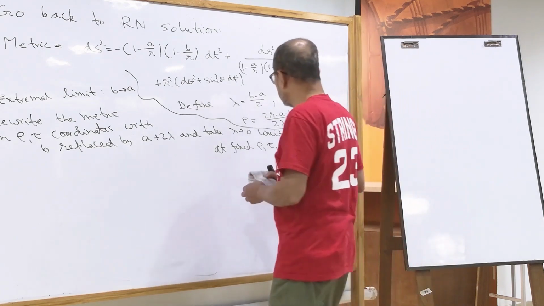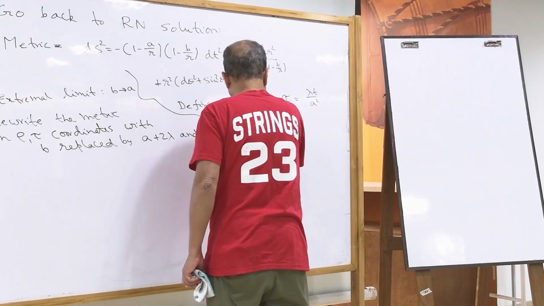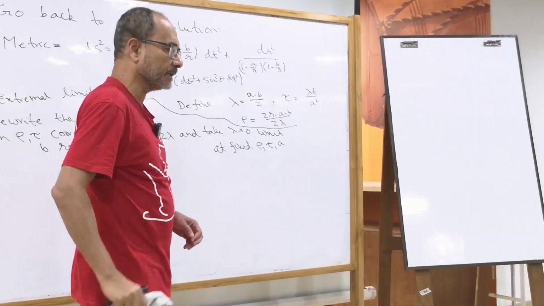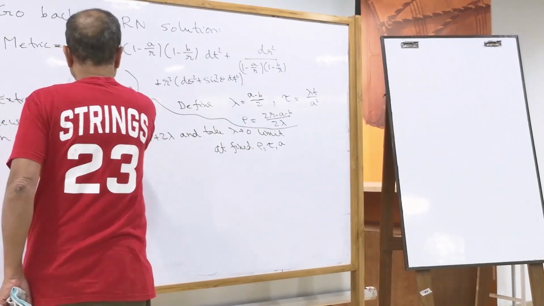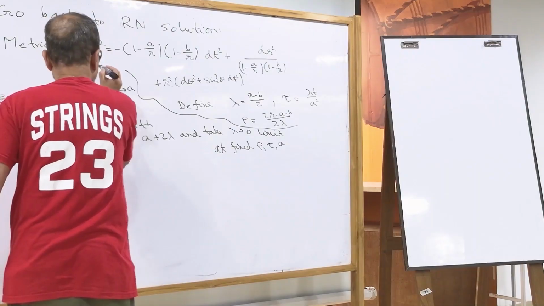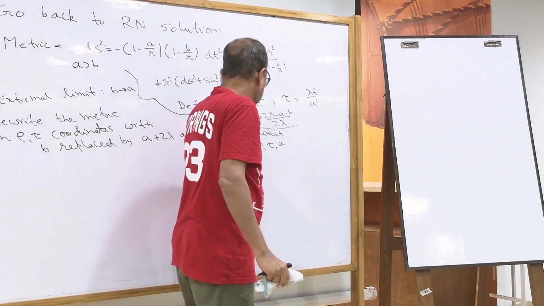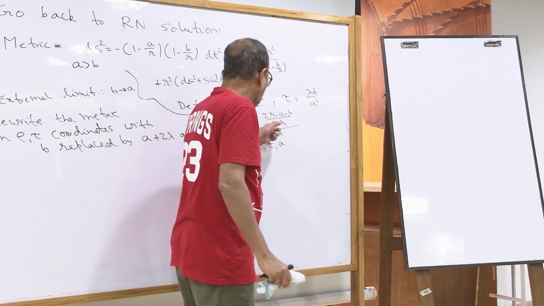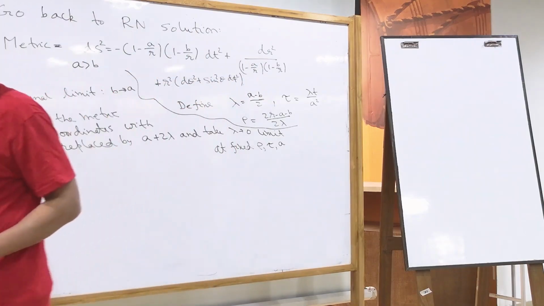Sorry, this is not b minus a. I am sorry, this is a minus b, because a is the outer horizon. So, please correct this. Lambda is positive. So, this is a minus b by 2. We have taken a to be larger than b. So, the horizon at r equal to a becomes rho equal to 1, and the horizon at r equal to b becomes rho equal to minus 1. That just follows from these two equations.